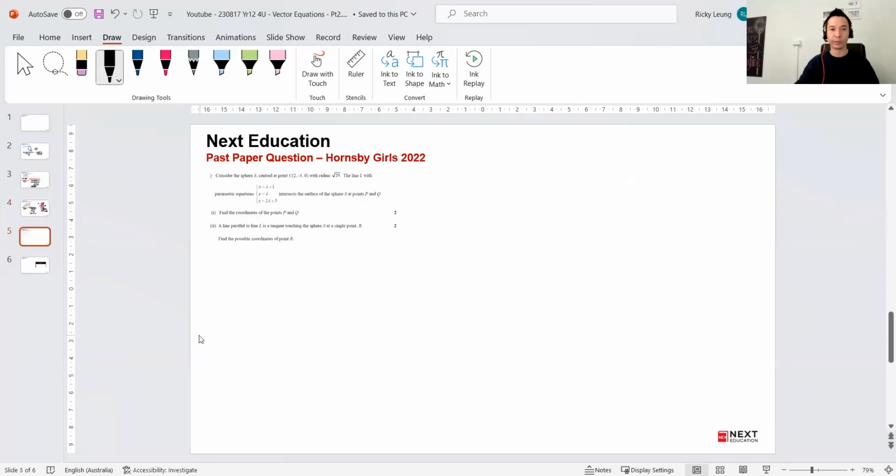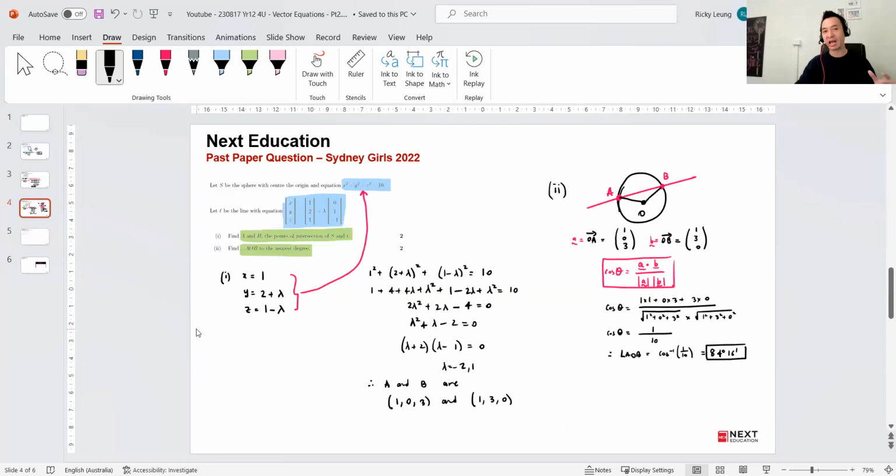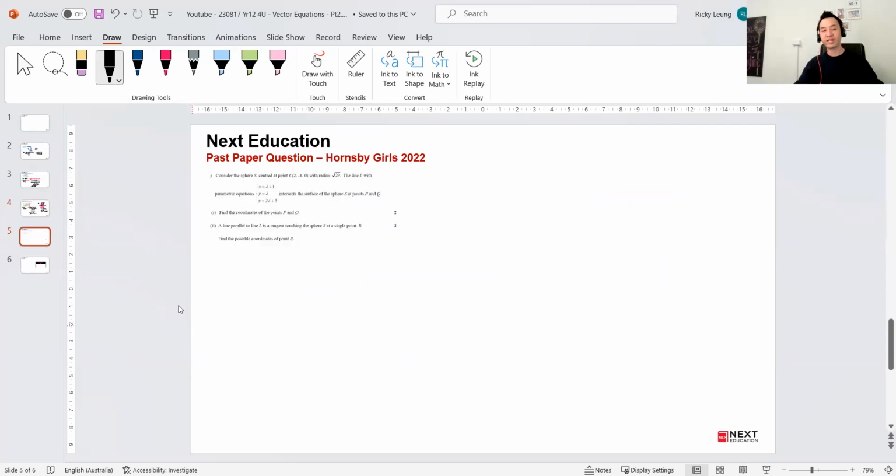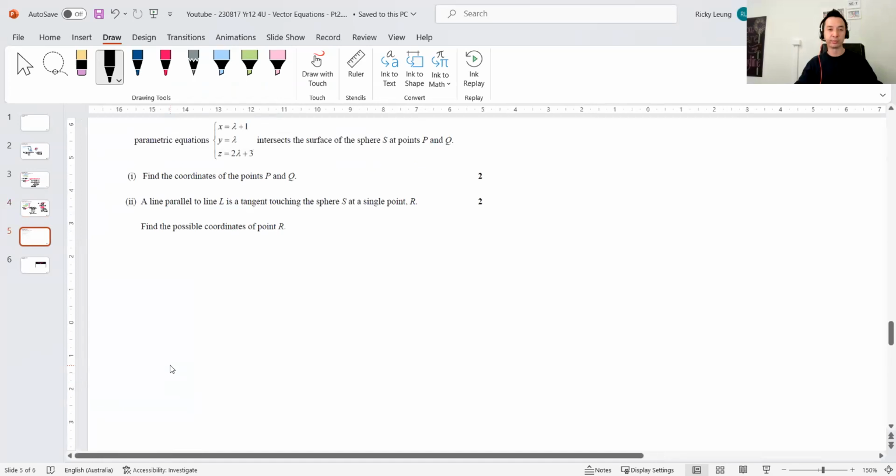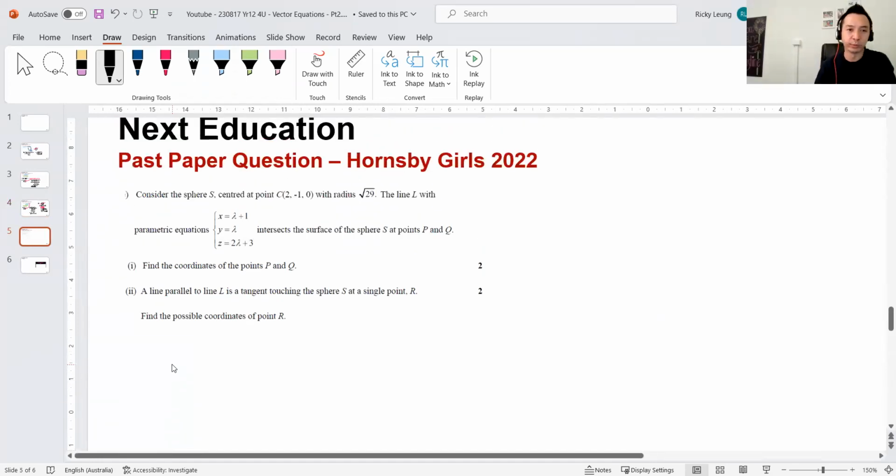Let's do one more question that involves spheres and vector equations. Hopefully that's okay so far. The framework is pretty straightforward to follow. This one's from Hornsby Girls. A bit more involved, tiny bit.